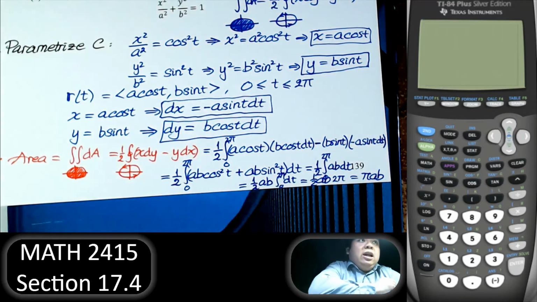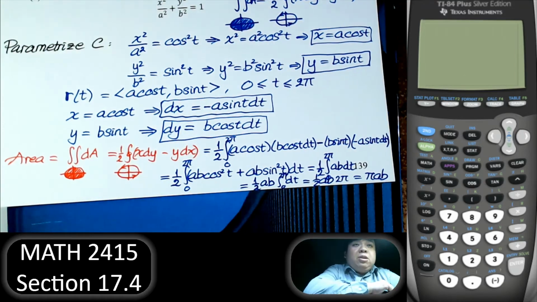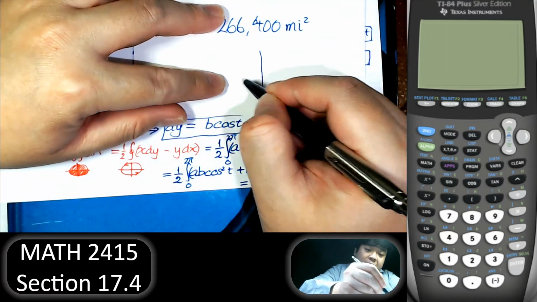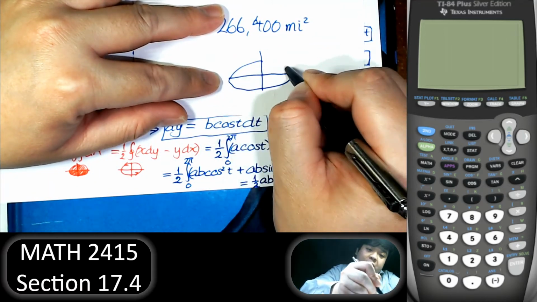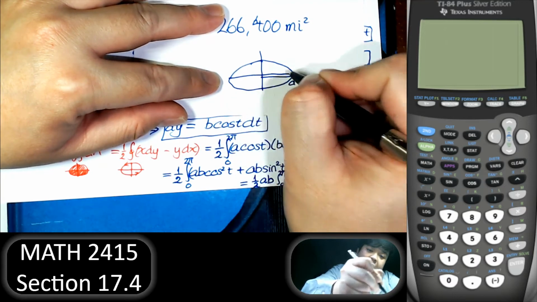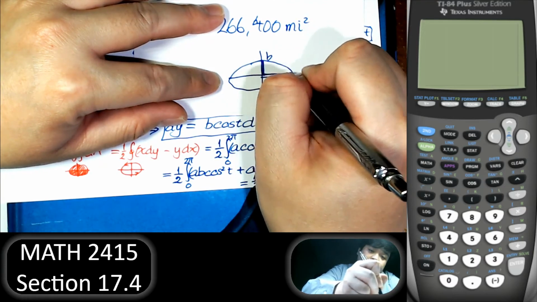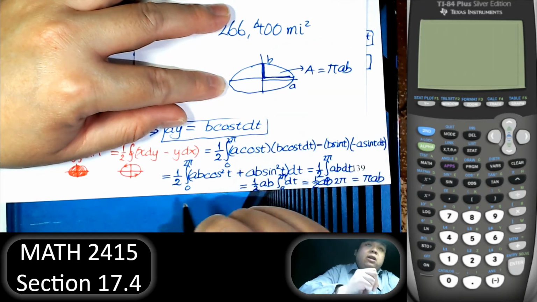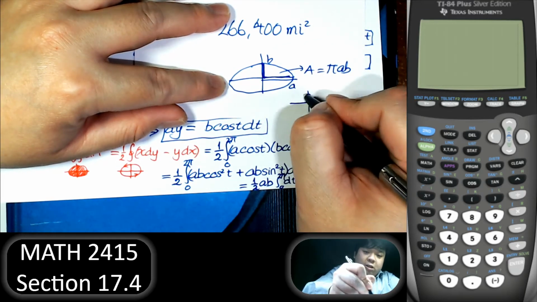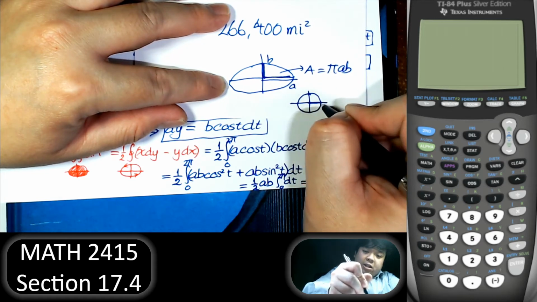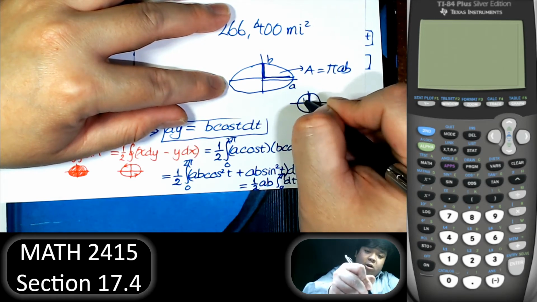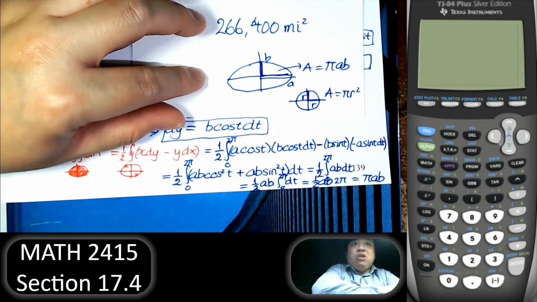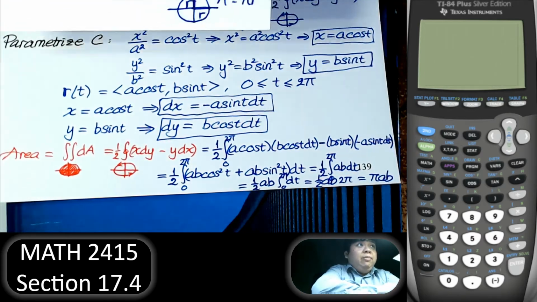So pi ab is the area of an ellipse, which turns out to be very nice. By nice, I mean if we have an ellipse like this, this is A and that is B. So the area is pi AB. Of course, if we have a circle, then this is the radius R, that is the radius R. So the area is pi R times R. So that's consistent too, right?